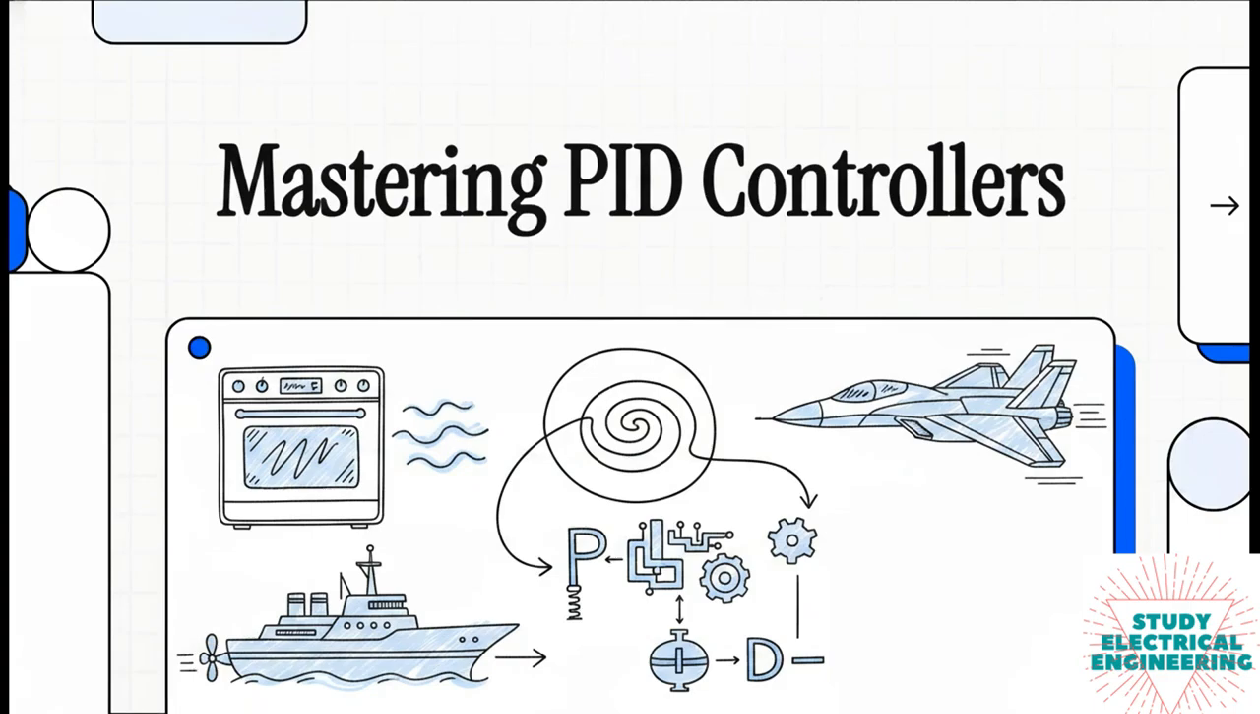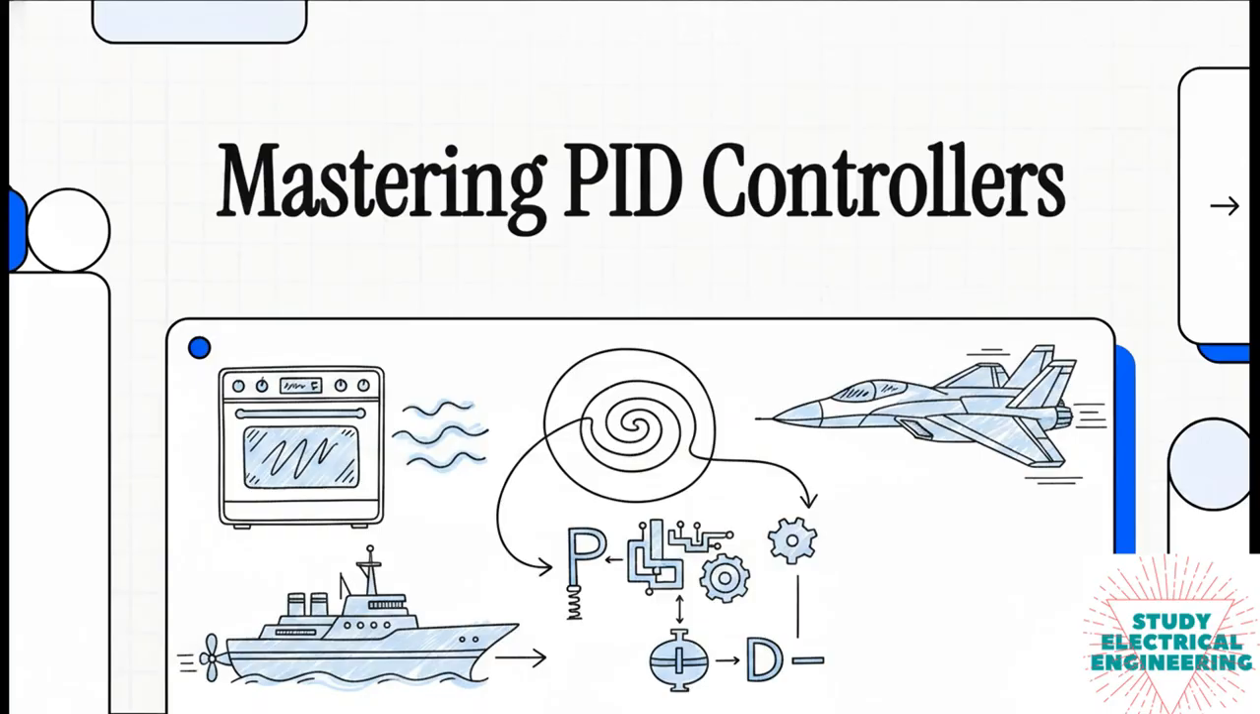Welcome to this explainer. Today we're diving into the absolute essential algorithm that practically runs modern automation. I'm talking about the PID controller. Whether it's dialing in the perfect temperature in your kitchen oven, steering a massive naval ship, or keeping a highly agile fighter jet completely stable in the sky, this exact algorithm is the invisible hand making it all happen.